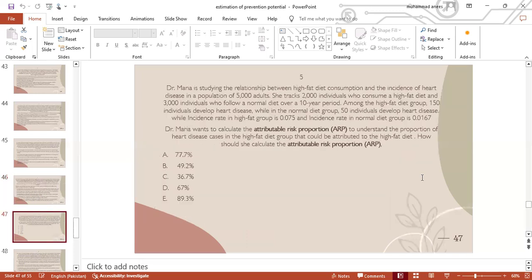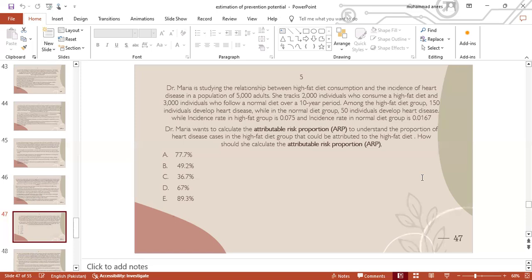Five, Dr. Maria is studying the relationship between high-fat diet consumption and the incidence of heart disease in a population of 5,000 adults. She tracks 2,000 individuals who consume a high-fat diet and 3,000 individuals who follow a normal diet over a 10-year period. Among the high-fat diet group, 150 individuals develop heart disease, while in the normal diet group, 50 individuals develop heart disease. The incidence rate in the high-fat group is 0.075, or 7.5%, and the incidence rate in the normal diet group is 0.0167. Dr. Maria wants to calculate the attributable risk proportion to understand the proportion of heart disease cases in the high-fat diet group that could be attributable to the high-fat diet. How should she calculate the attributable risk proportion?